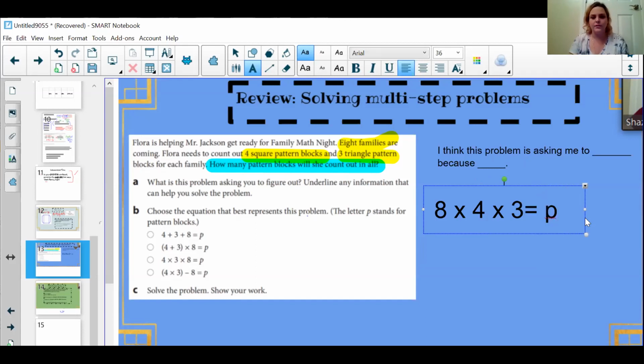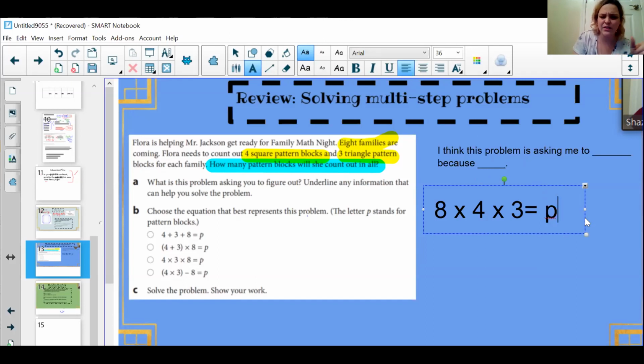Okay, so now I have an equation. I have 8 times 4 times 3 equals P. And now I have to look at choosing the equation that best represents this problem. Let me look. Is there one that looks exactly like the one I created? Thumbs up if you see it.